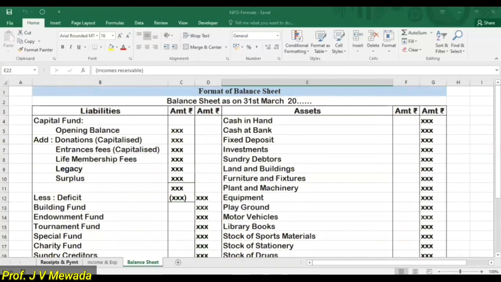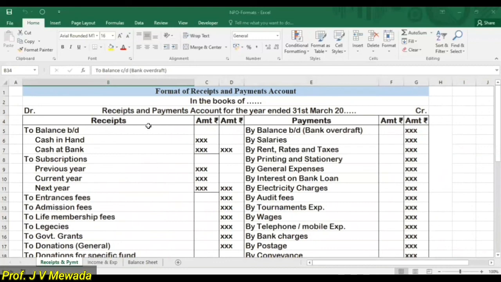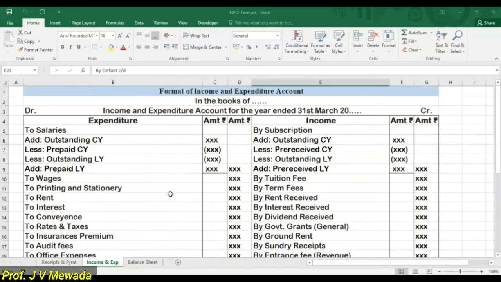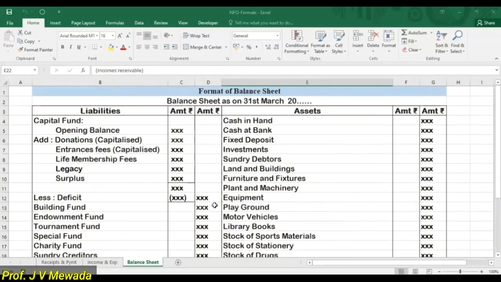So friends, these are the three formats. Format of receipt and payment account. You have to learn it properly. You have to understand it so that you can solve the problem easily. And then you are having the income and expenditure account. So this is the part of your solution. You have to understand it. Okay, so you can post all those items which are related to the current year and which are related to revenue expense and revenue income. And then the balance sheet, as usual, is recording all capital items, capital receipts and capital expenses. Okay, thank you.